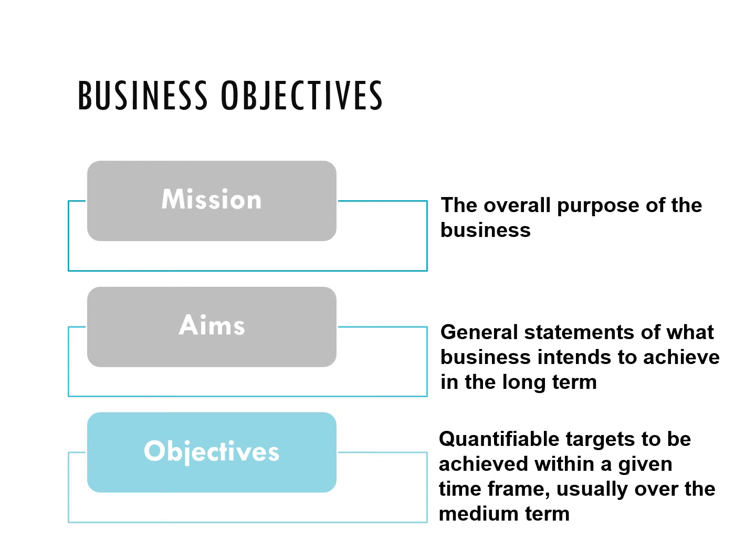The last one, importantly, and this is the one we should take down in the bottom left-hand corner, is what a business objective is. And this is a quantifiable target to be achieved within a given time frame, normally the medium term, to help achieve the business's aims. Often these objectives are what we call SMART. So S for specific, M for measurable, A for accurate, R for realistic, and T for time bound. So it's worth writing down that acronym in your notes as well.